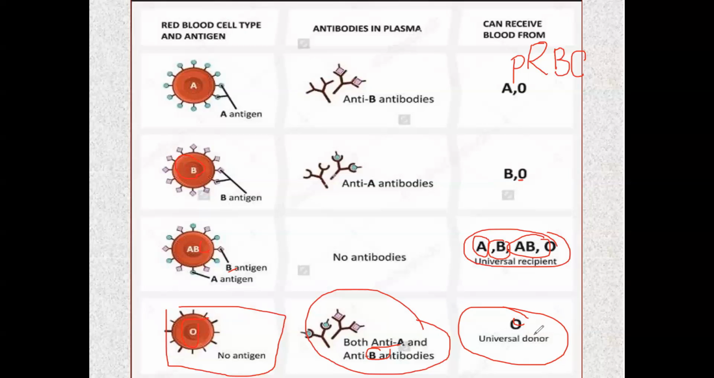Whereas, si blood type O, pwede siyang mag-donate sa lahat ng uri ng blood type for the reason na wala siyang antigen. Okay? So, I hope that's clear. Okay?